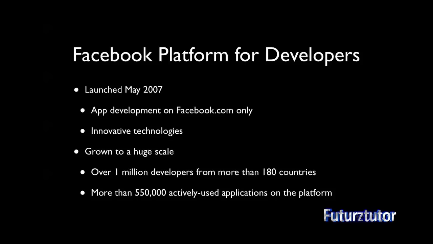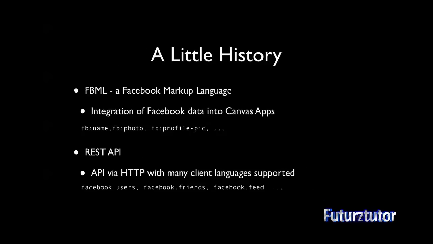Let's take a little look back in time and look at some of the Facebook platform history. The Facebook platform initially had its own markup language called FBML. FBML was used to integrate Facebook data into Canvas applications. For example, FB name would show the user's name, FB photo would show one of their photos, and FB profile pic their profile picture, etc.